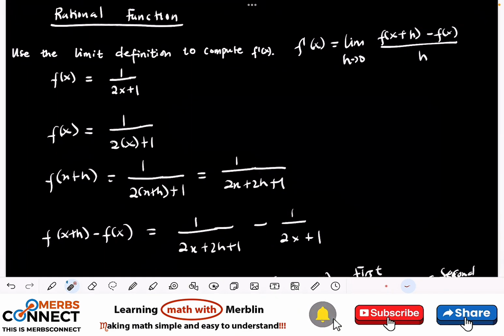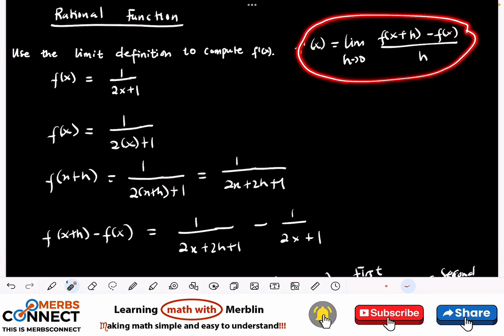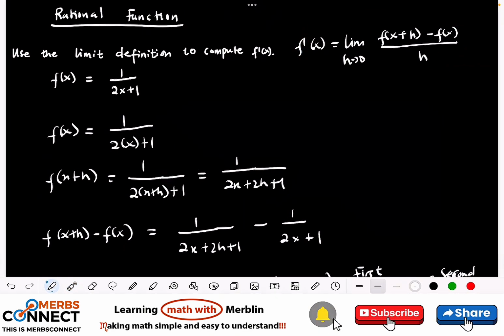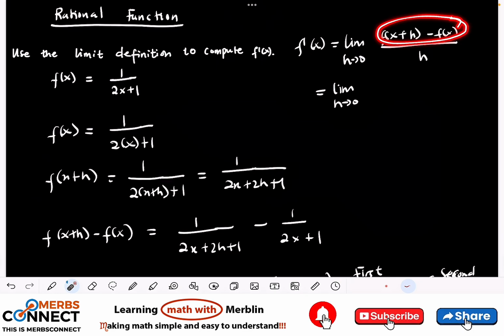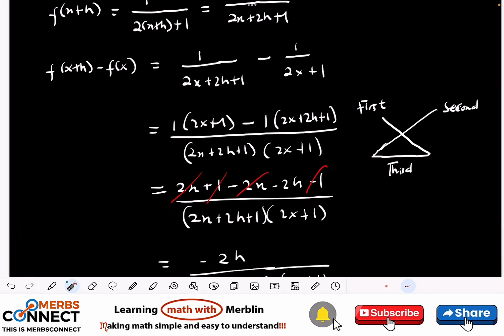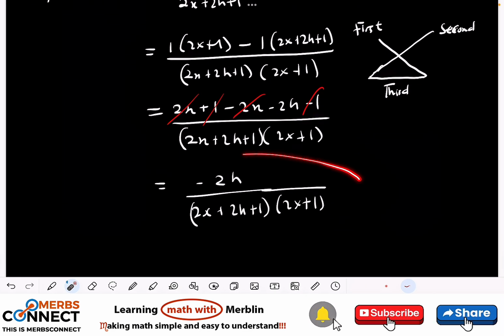So now when I go back to where the function is, I'm going to have this one be equal to the limit as h approaches 0. Now, what is f of x plus h minus f of x? This is this, which is equal to what we had here. So we are going to write this on the top there.